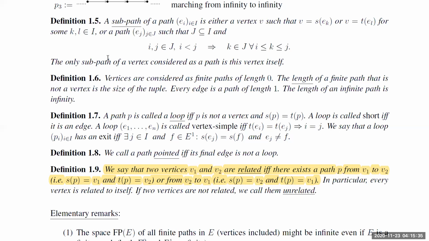But before we even go to the proof itself, I need to make one more definition. That's what I omitted at the beginning, and I think it should be among general definitions. It's definition 1.9. We say that two vertices, V1 and V2, are related if and only if there exists a path P from V1 to V2, which means that the beginning of P is V1 and the end of P is V2, or there exists a path from V2 to V1, which means that the beginning of P is V2 and the end of P is V1. So in particular, every vertex is related to itself because this vertex itself is a path from itself to itself. Okay. Now, if two vertices are not related, we call them unrelated.